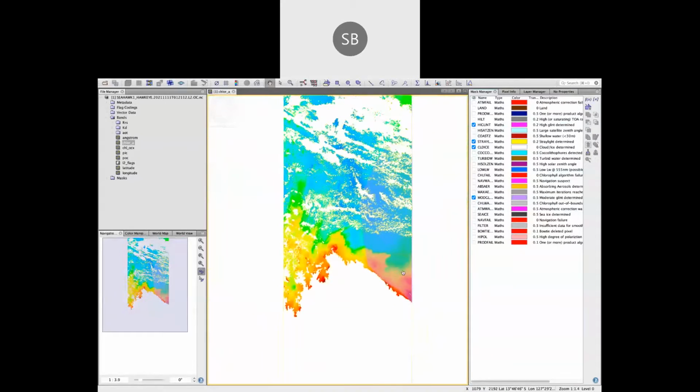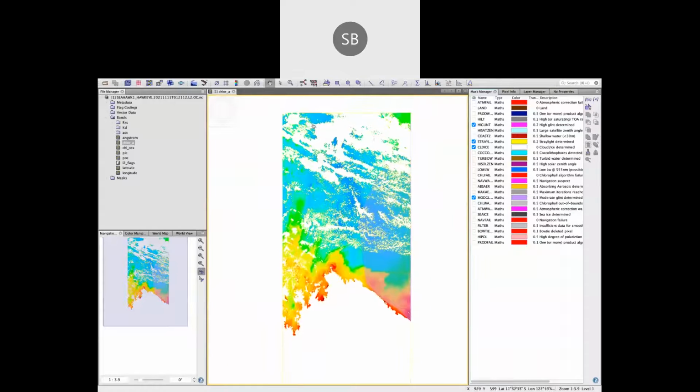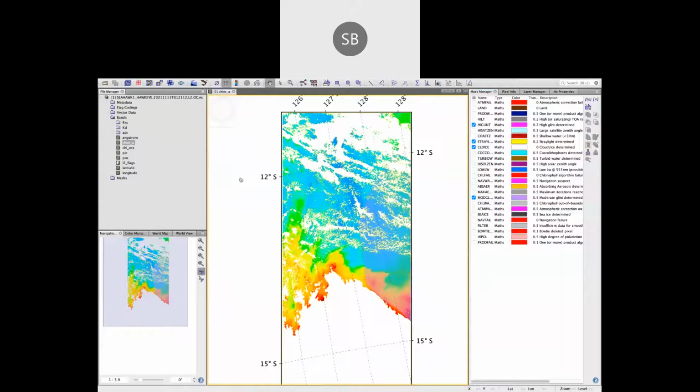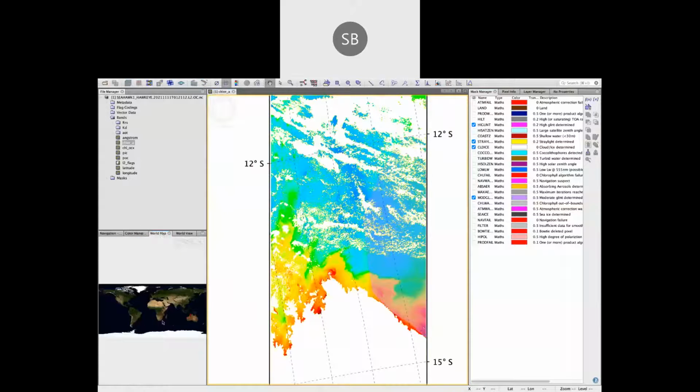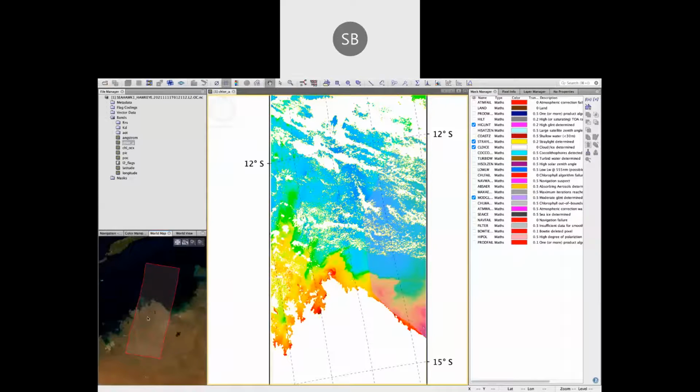If you wanted to see where you are, the CDAS also has the ability to overlay a graticule map, so you can see where you are geographically. There's a world map, which shows you the scenes here over Australia. You can zoom in on that a bit. You can see where we are. This is how this scene was collected.